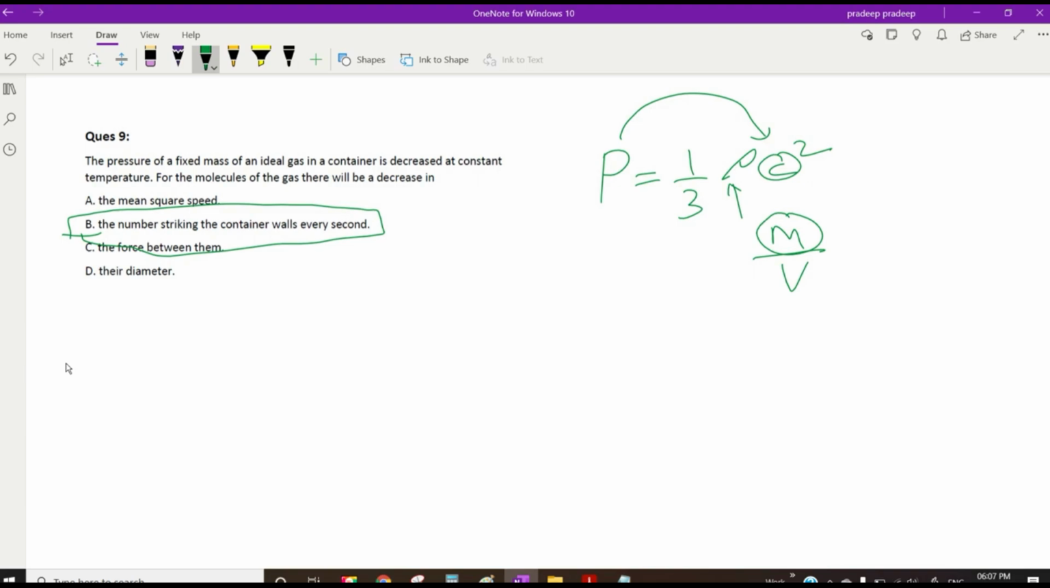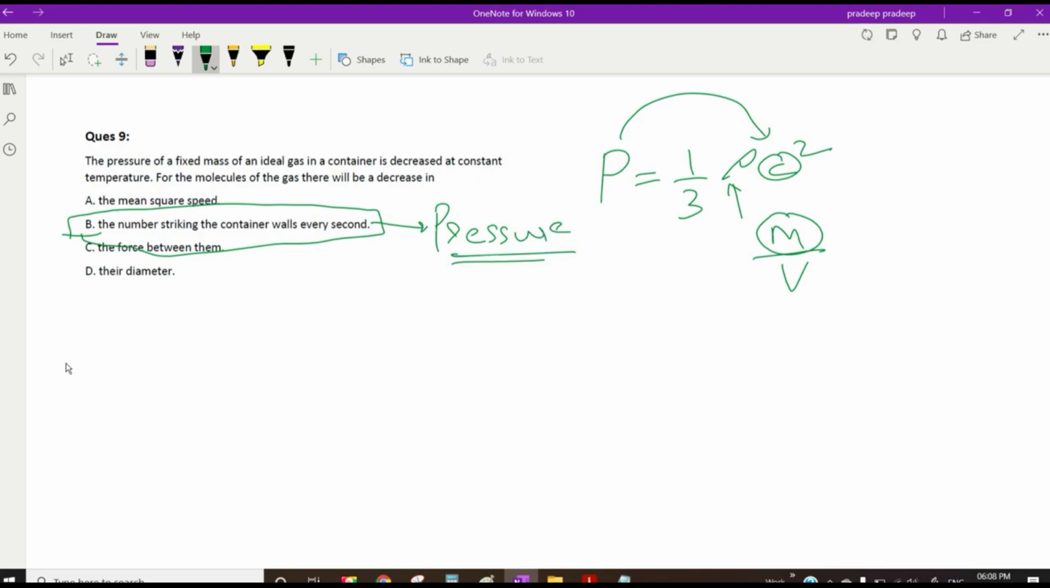Smira, could you tell me how you got B? So I just used theory in this. Okay, so could you elaborate? What theory? Yes, sir. Pressure is the force exerted on the walls of the container by the gases. Correct, right? So it is the number of molecules striking. Yes, good, perfect. The number striking the container each second, this is the actual definition of pressure. So this is just theory.